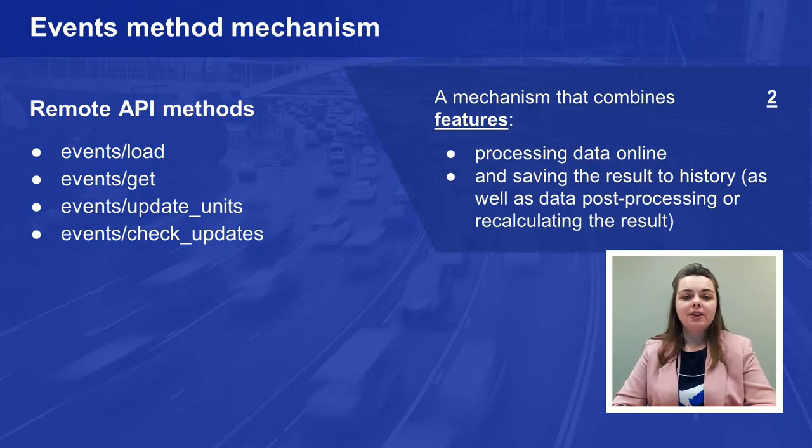Events update units and events check updates are used to get online data, such as current events, for example, trip, and get the most recent valid sensor values.